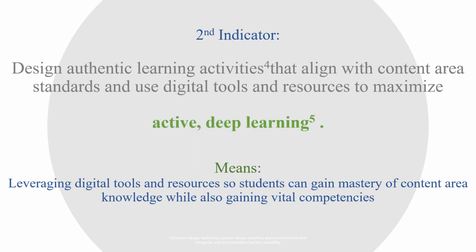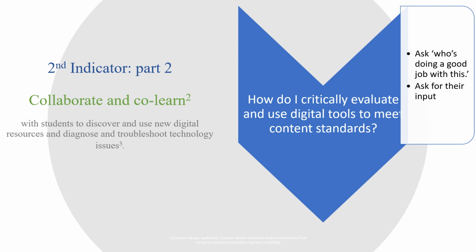Now let's consider part 5 of this indicator, active deep learning. This means leveraging digital tools and resources so students can gain mastery of content area knowledge while also gaining vital competencies, including problem solving, critical thinking, effective communication, collaboration, self-direction, and belief in their ability to grow and improve with hard work and perseverance. A question to consider for part 5 of this indicator.